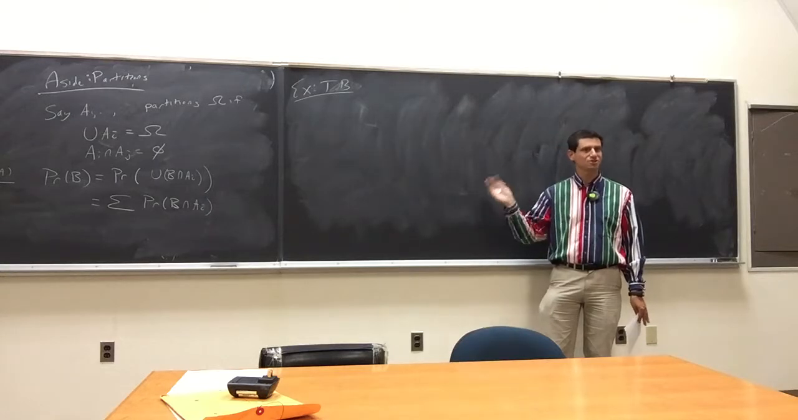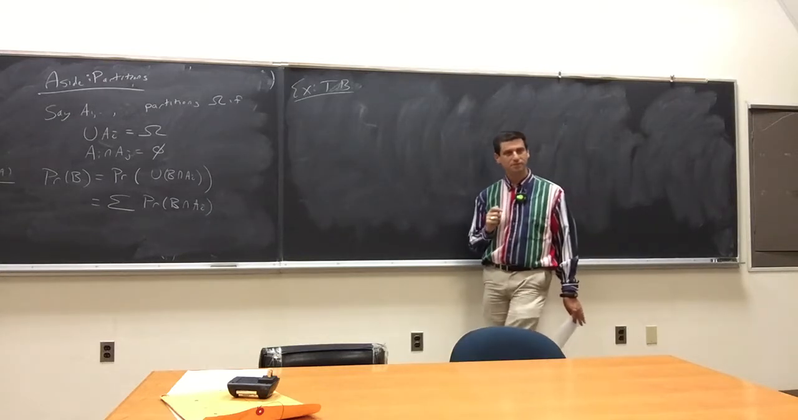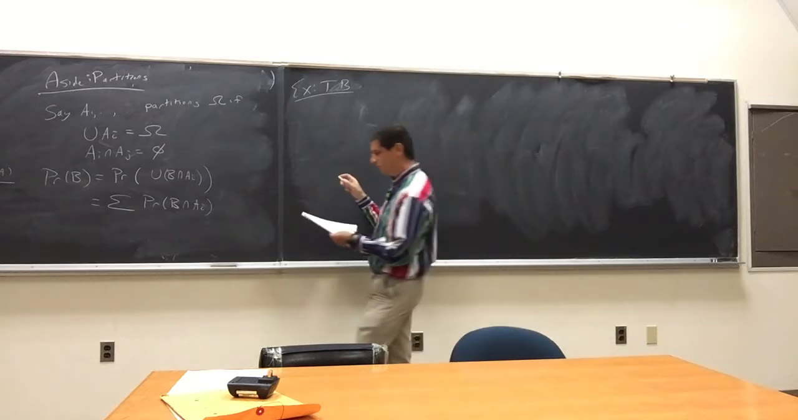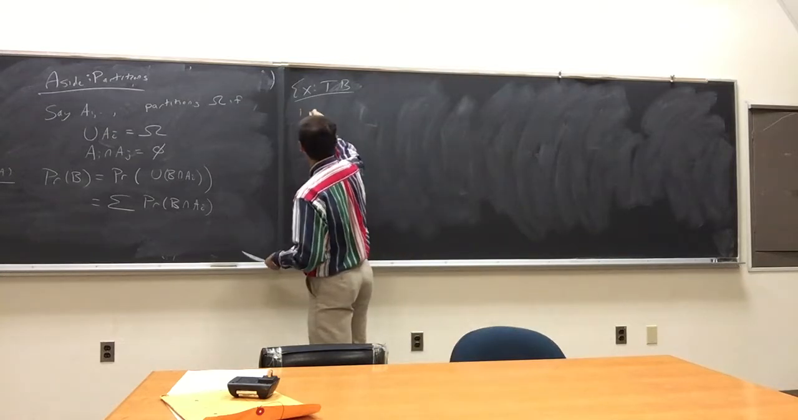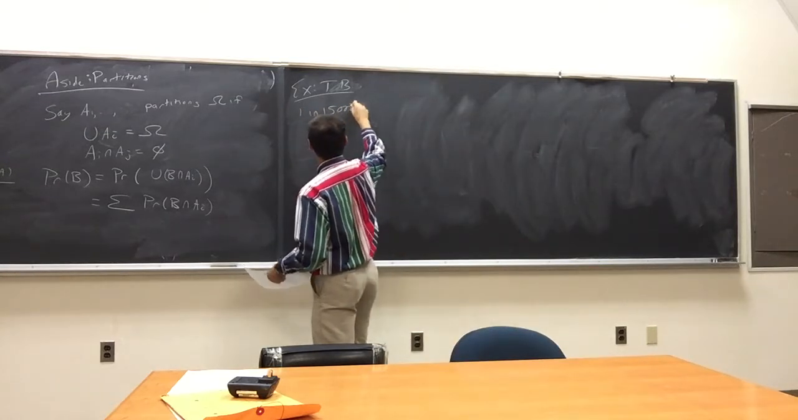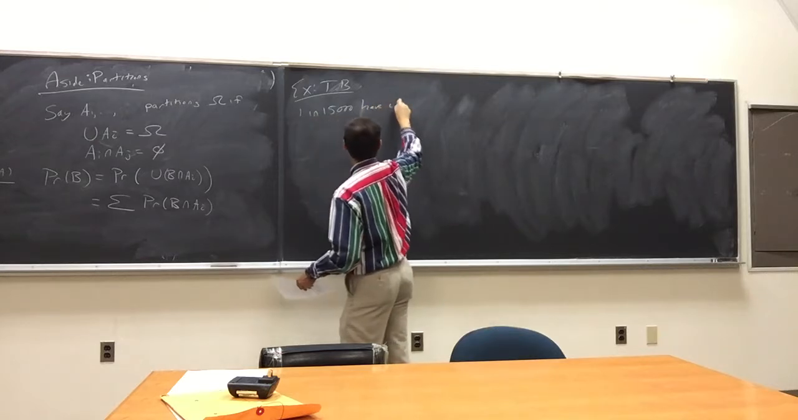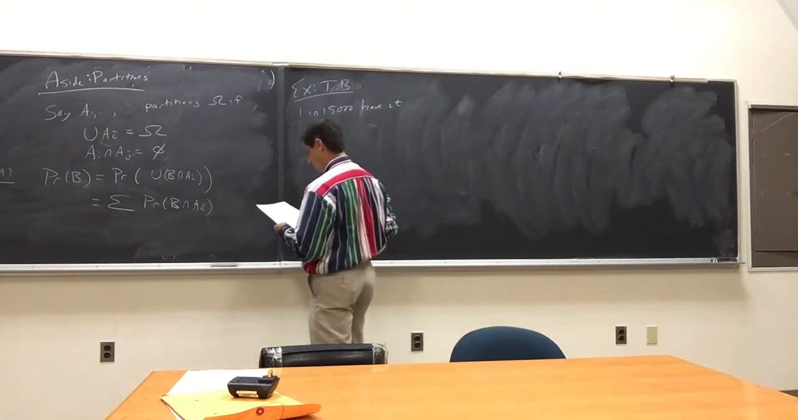I may feel good, but there's a lot of stuff going on right now. So what I want to do is, let's say tuberculosis. Let's say 1 in 15,000 happen. I have no idea if these numbers are reasonable. I think I got them from Wikipedia maybe.